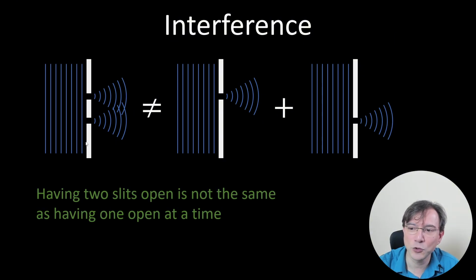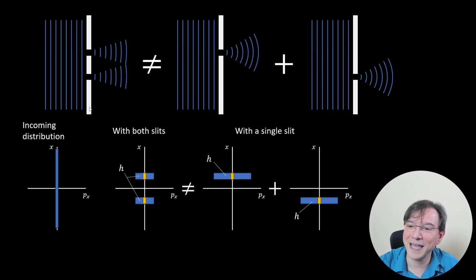If we have two slits open, well, this is not the same as having one slit open at a time, right? The idea is that the particle goes through both slits and not just one. Well, this idea is something that we can recover. Because in fact, again, imagine that we have our incoming distribution, that it has very narrow distribution in momentum and very wide distribution in position. It goes through the two slits, right? And now the distribution has to be constrained into these two intervals of position.